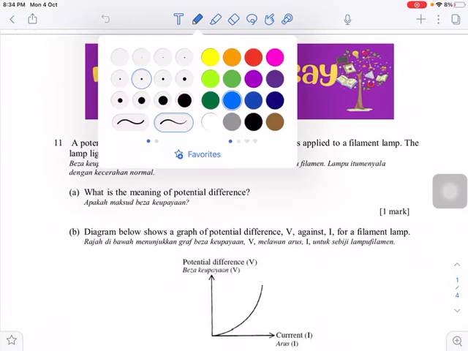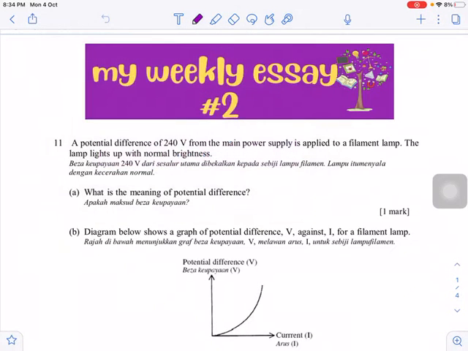Kita boleh highlightkan apa information yang dia bagi tu. So ada satu physical quantity kat situ, physical quantity of potential difference 240 volt. So straight to the question. Question A, dia tanya what is the meaning of potential difference. Kena tahulah apa maksud potential difference tu.